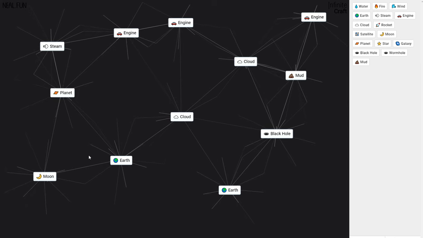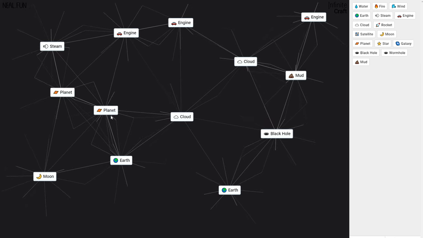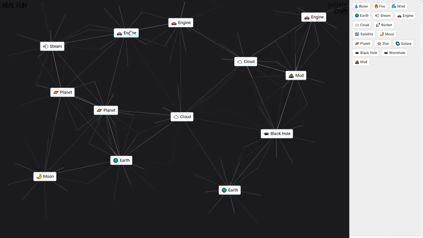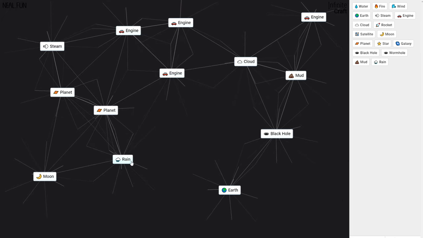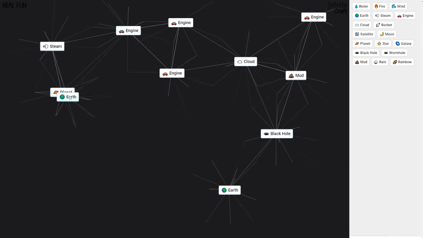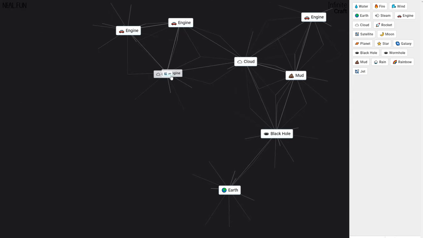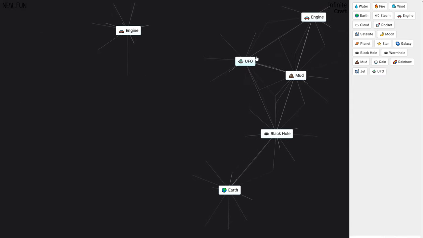Hey, I got stew. Stew could get to oven. I mean, what about stew engine? Is a stew engine an oven? Potentially, hold on. Let me try stew engine. It's a steam engine.